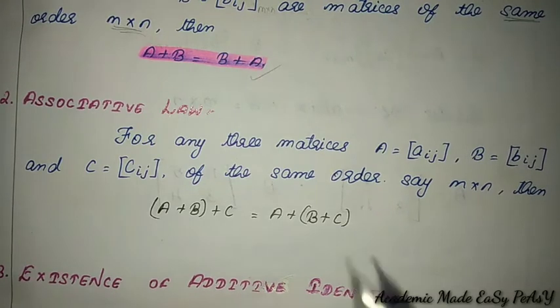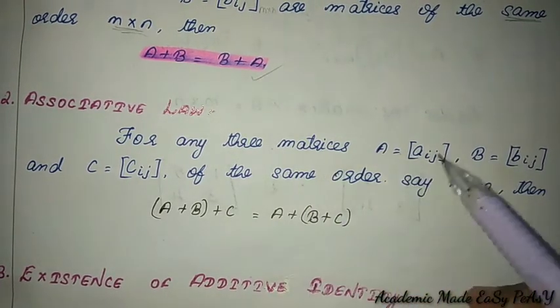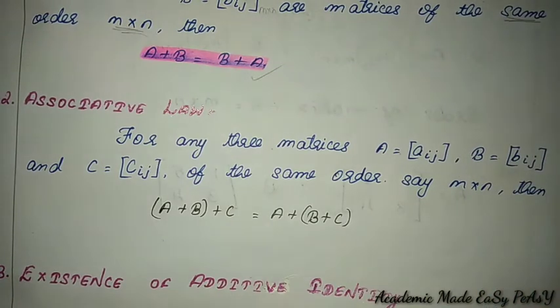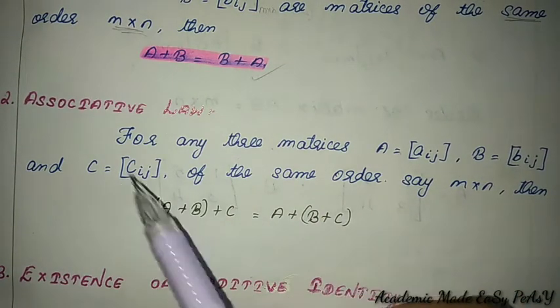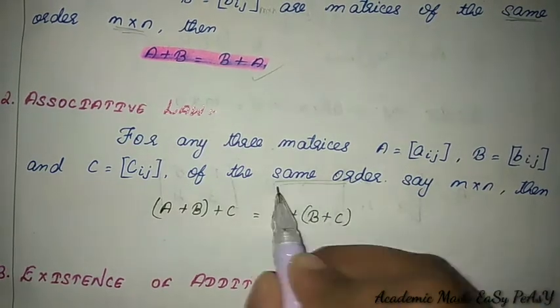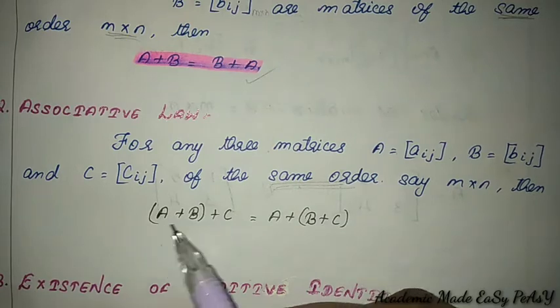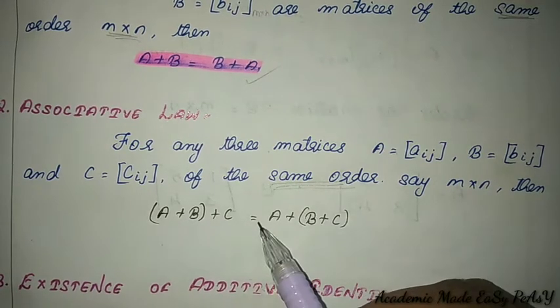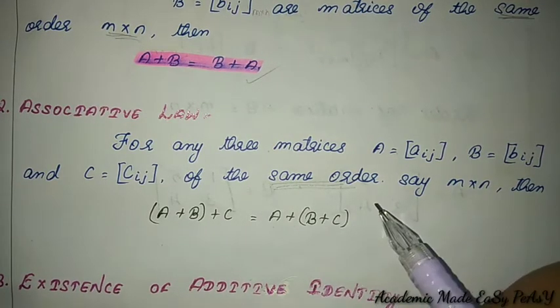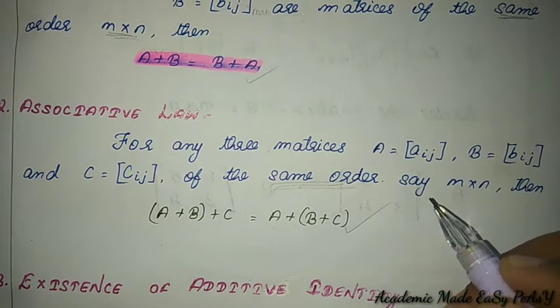The next property is the associative law. For any three matrices A = [aij], B = [bij], and C = [cij] of the same order, see, everywhere it is of the same order, say m by n, then (A + B) + C is equal to A + (B + C). So the associative law is true for addition of matrices.